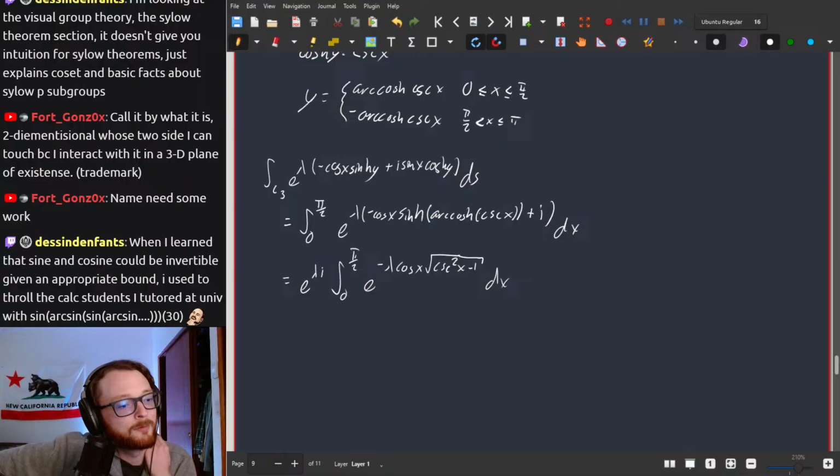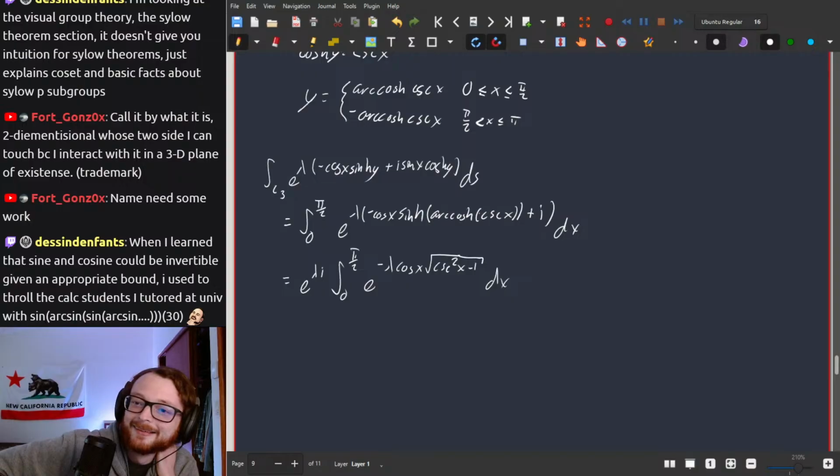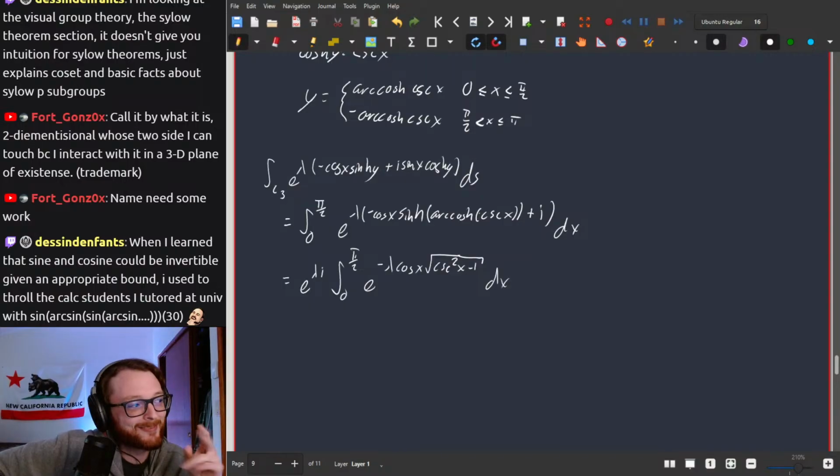That sine and cosine could be invertible given an appropriate bound. So troll calc students at university with sine of arcsine of 30 or something. I don't even want to think about that right now. I know that there's issues where sine of arcsine isn't necessarily arcsine of sine. I forget the exact reason.